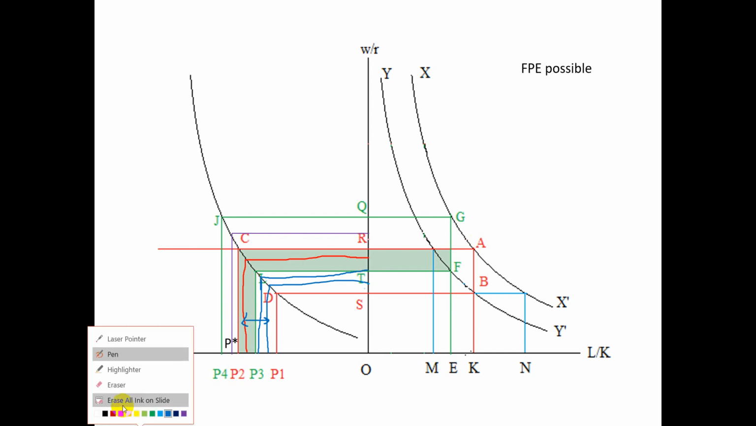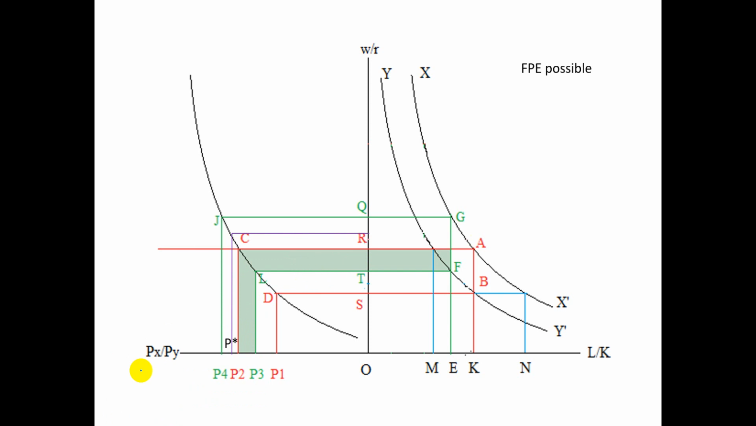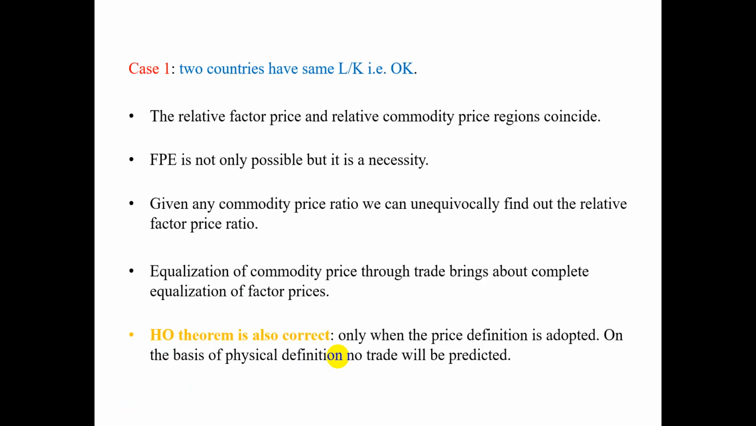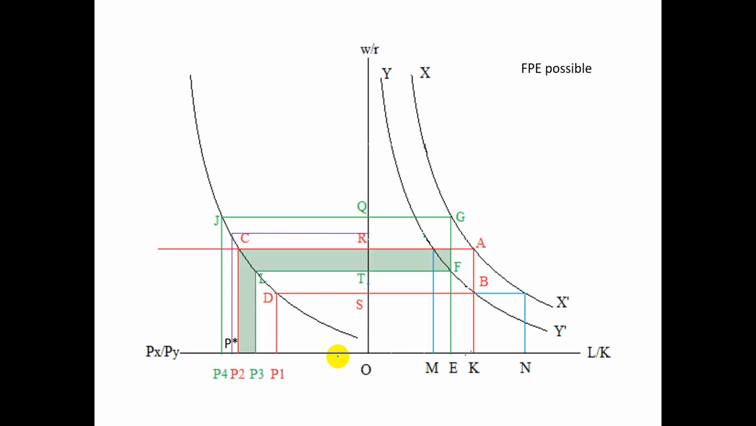Now, what about the Heckscher-Ohlin theorem? Is it also true? The Heckscher-Ohlin theorem is also correct only when the price definition is adopted. On the basis of the physical definition, no trade can be predicted because both the countries will be having the same labor capital endowment ratio. So it is not possible to identify any pattern of trade.